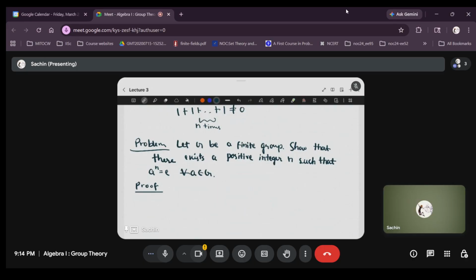And I can give two such numbers. One number would be n equal to the product of n_a for all a in G, where n_a is a number such that a power n_a is equal to e.